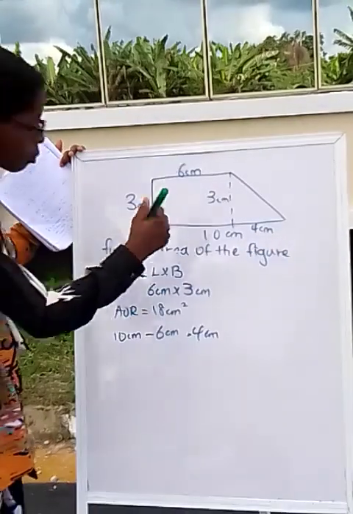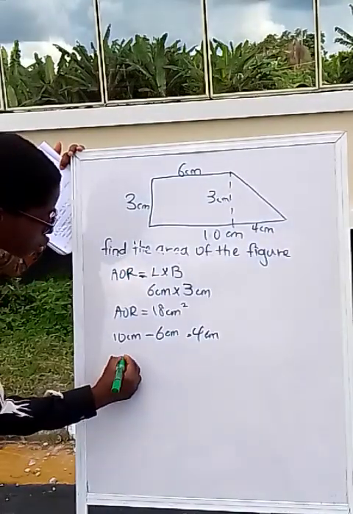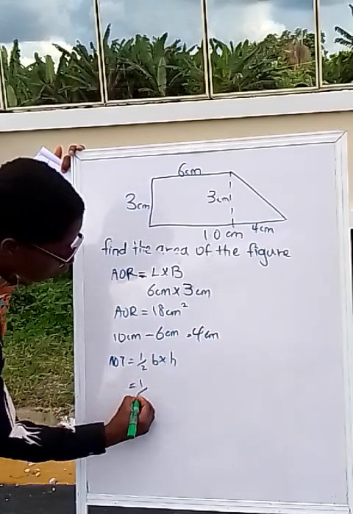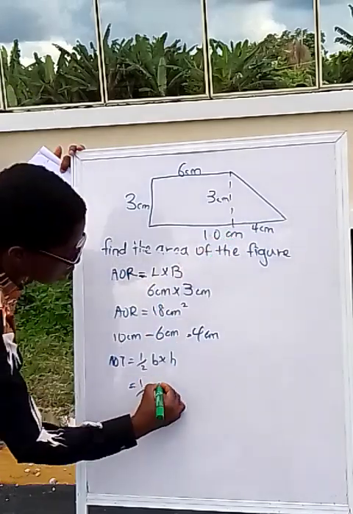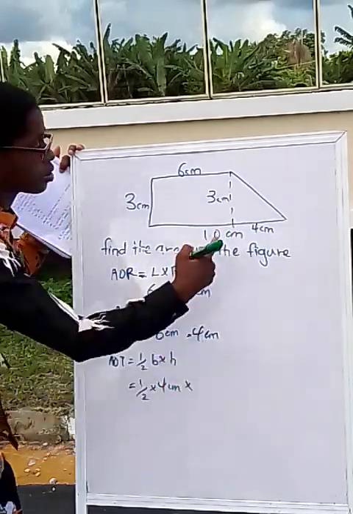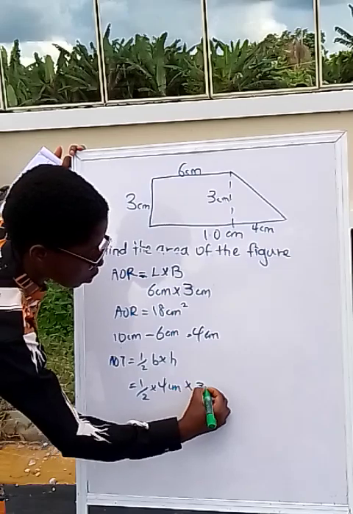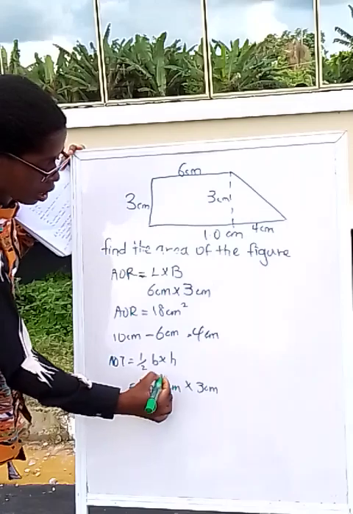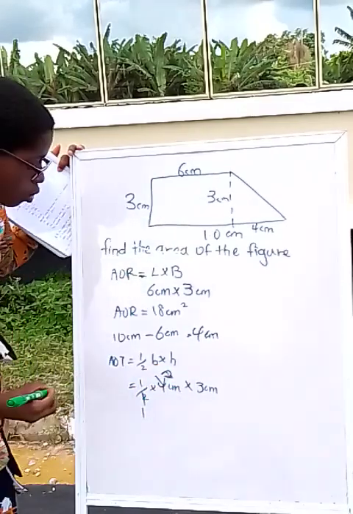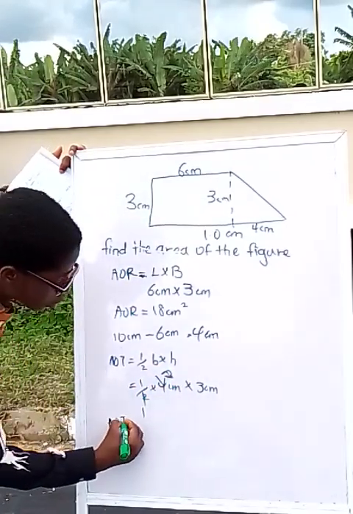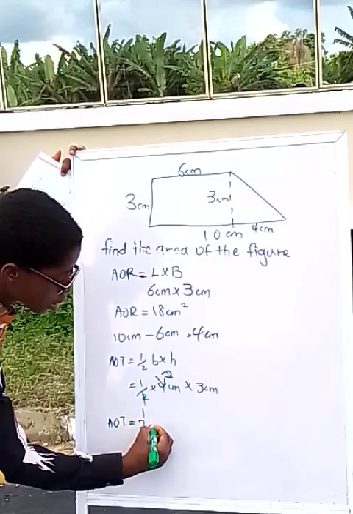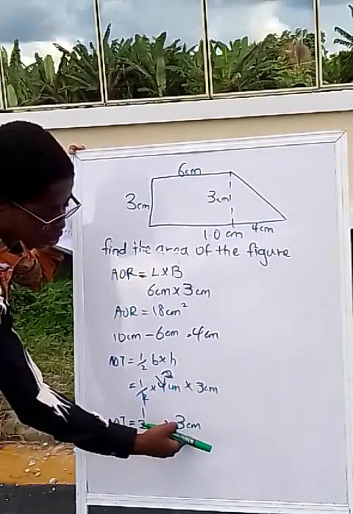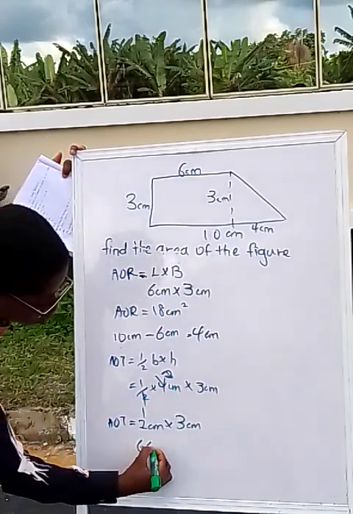Now, the formula for finding area of a triangle is half base times height. So we have 1 over 2 times our base, which is 4 centimeter, times our height, which is 3 centimeter. Now 2 in itself is 1, and 2 in 4 centimeter is 2 centimeter. So we are now left with area of the triangle is equals to 2 centimeter times 3 centimeter, which is 6 centimeter square.